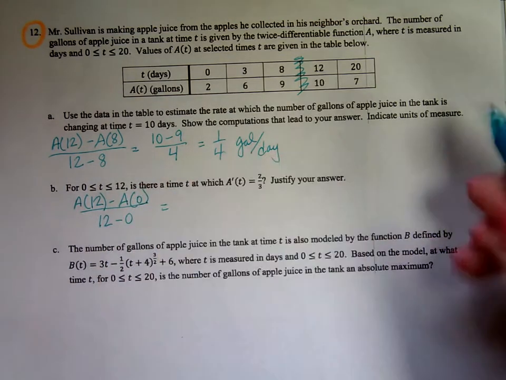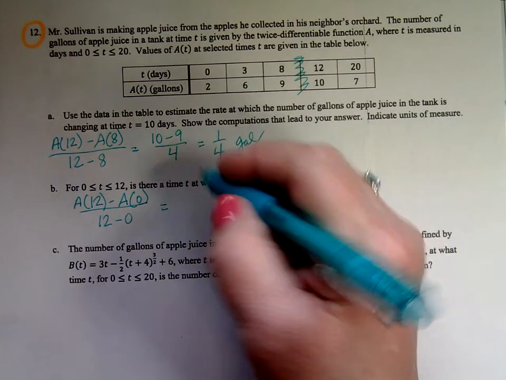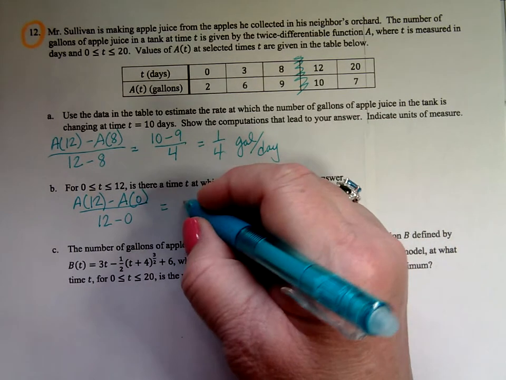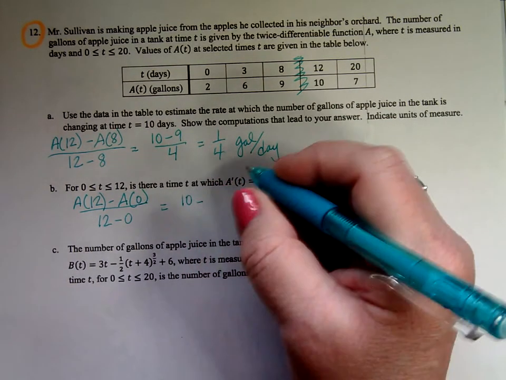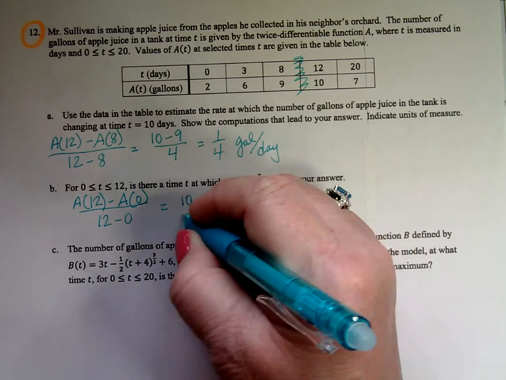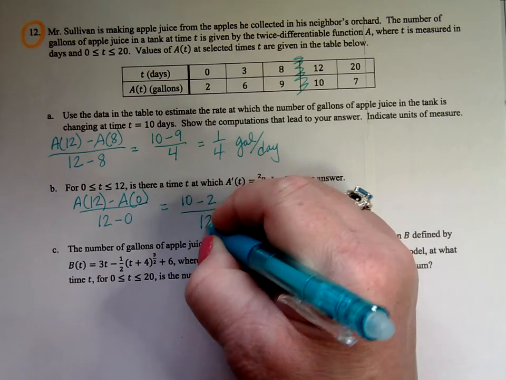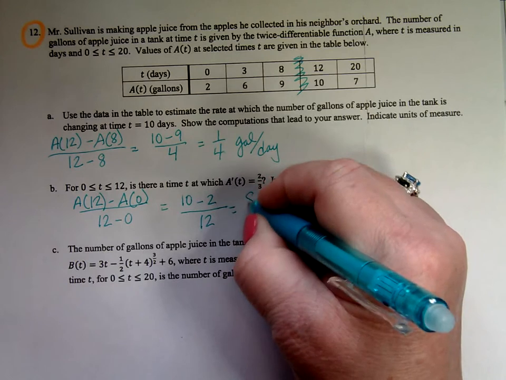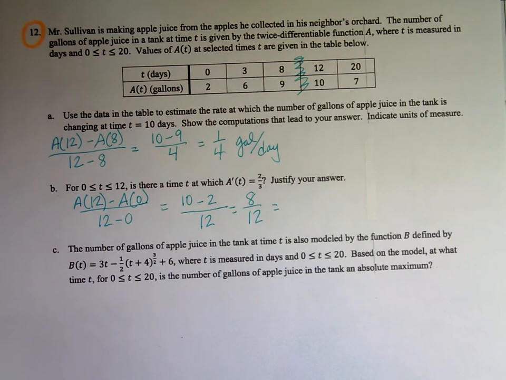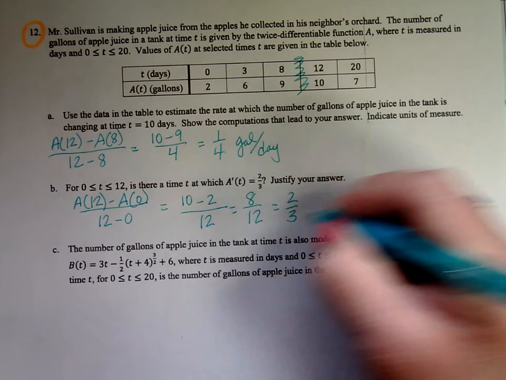A of 12 is 10. And again, I'm just using these endpoints. 10, a of 0 is 2, over 12. I get 8/12. What does 8/12 reduce to? Darned if it isn't 2/3. Now, do you remember what theorem justifies that?